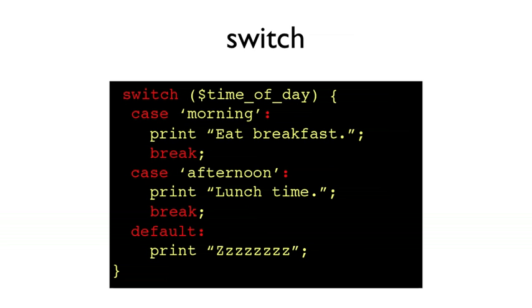The second case is of afternoon. So if time of day is not equal to morning, then it'll move on and check to see if time of day is equal to afternoon. If that's true, then it'll print lunchtime. Finally, much like an else clause, if none of the previous conditions evaluate, then the default syntax can be used, in which case it'll just print z's. Important to note in switch statements is that you can have multiple cases that may match, which is why we make use of the break statement. So if we want only morning to be applied, we will break after the print eat breakfast.